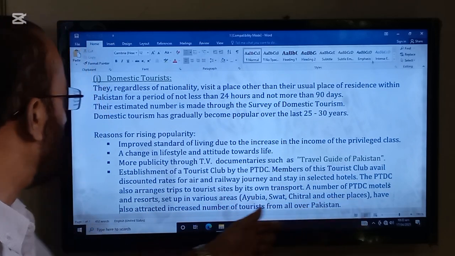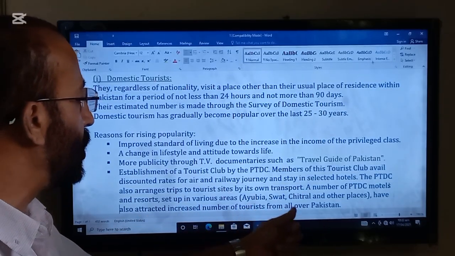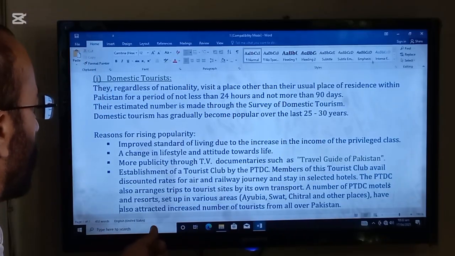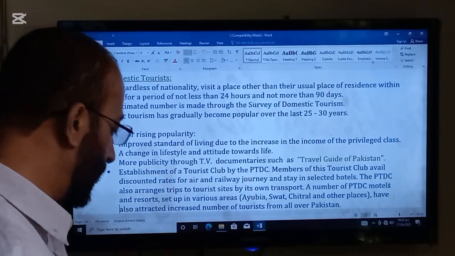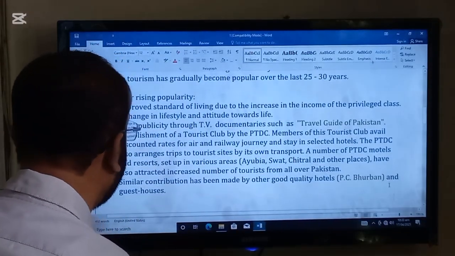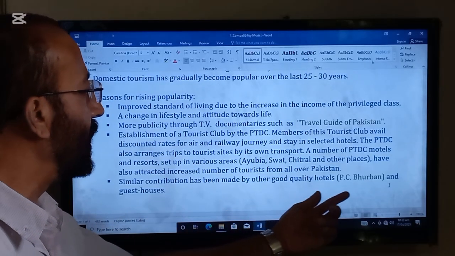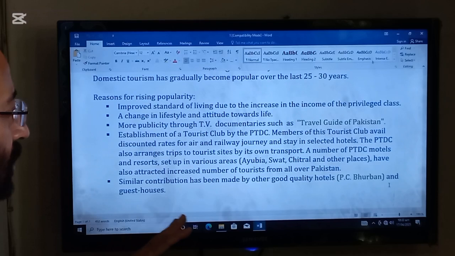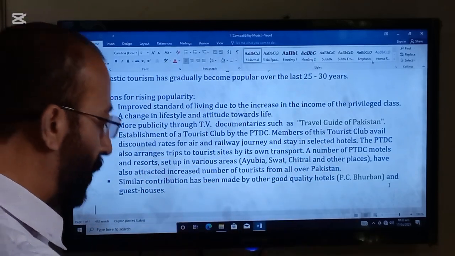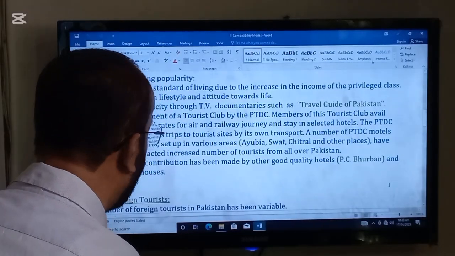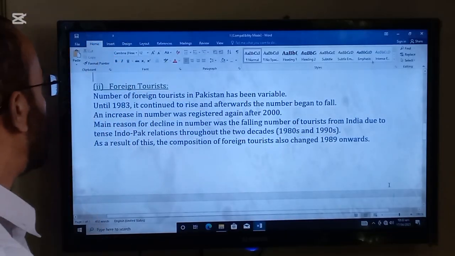A number of the PTDC motels and resorts set up in the various areas, that is Ayubia, Swat, Chitral and other places, have also attracted increased number of the tourists from all over the Pakistan. So this is the major reason. Next, similar contributions have been made by other good quality hotels, that is PC Bhurban and guest houses. So different hotels other than PTDC's hotels are also promoting themselves on social media, on different websites. So these are the reasons domestic tourism is increasing.